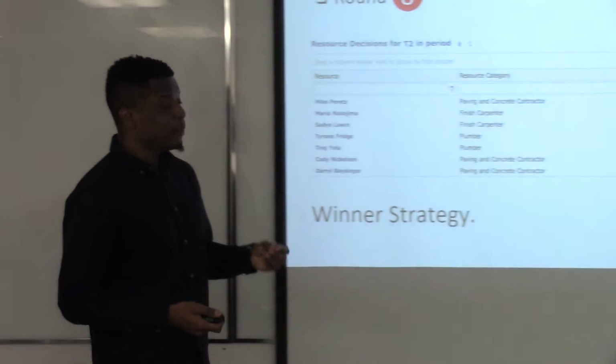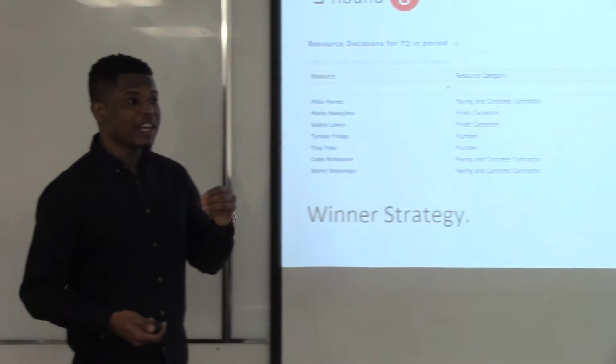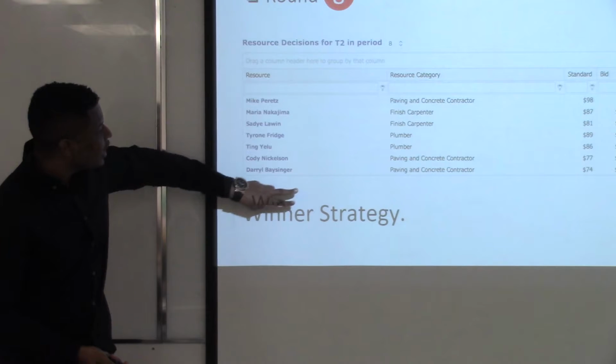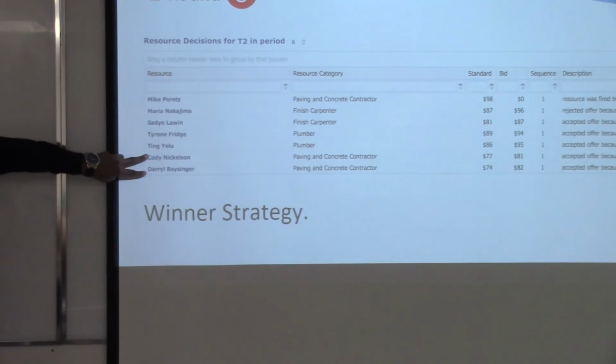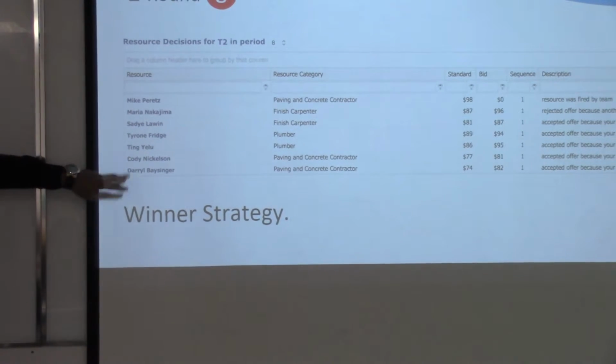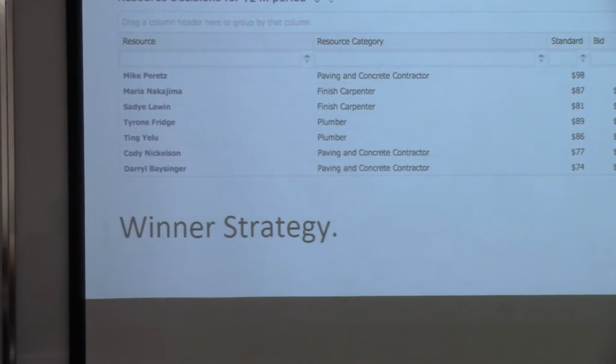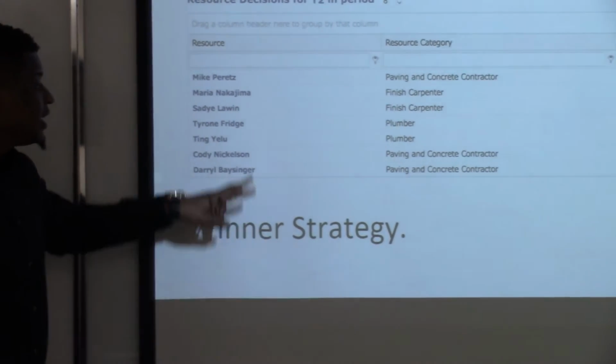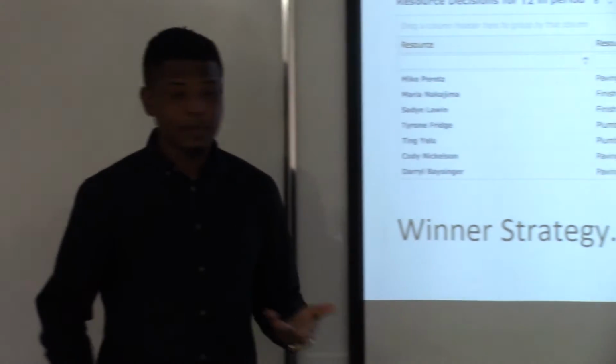So that wasn't a worry for us. Now, if we look at this table here, we will see that winning formula in action. As you can see here, we bid on 2 plumbers and 2 pavement and concrete contractors. What did this do? This ensured that we didn't have much risk. So if we didn't get one, we'd at least have another one to subsidize.